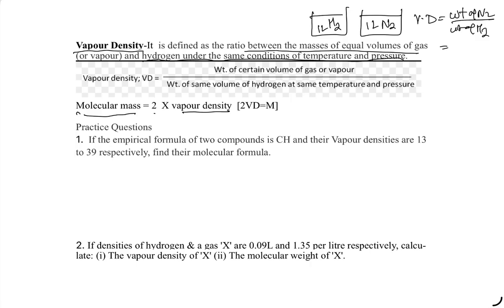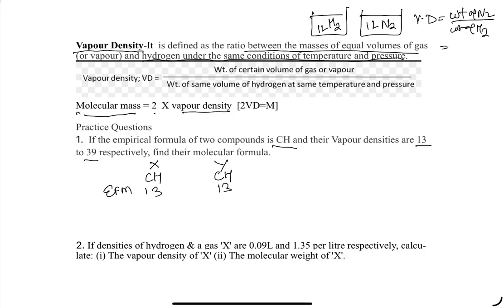Now let's look at this question. If the empirical formula of two compounds is CH and vapor density is 13 and 39, find out their molecular formula. So there are two compounds. Let's assume the two compounds are X and Y, and both empirical formula is CH. So CH means the empirical formula mass is 13 for both.